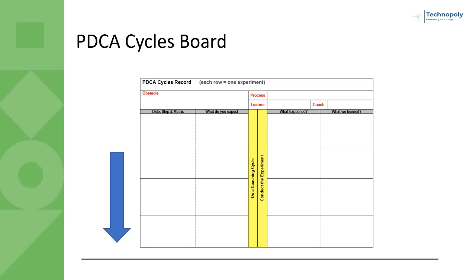Back on the PDCA cycles board, the team can use this board to help practice now, iterating through solutions and repeating the PDCA cycle for continuous improvement, and use this as a structured way to do experimentation.